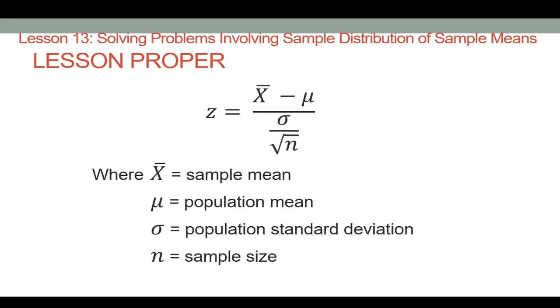Again, with the samples, where x bar is our sample mean, mu is our population mean, sigma is our population standard deviation, and n is the sample size. So how do we apply this?